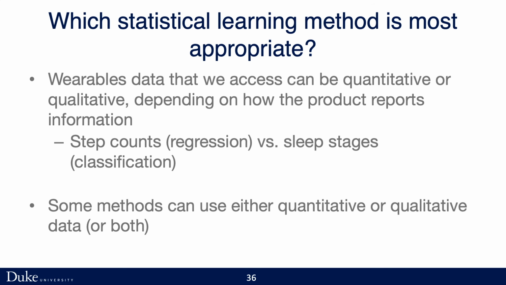In order to understand which method is most appropriate, we want to think about whether our outcome is quantitative or qualitative, and whether the information that we're getting from the device itself is quantitative or qualitative. So we might see that we're trying to predict a step count, for example, from accelerometry, which would be more of a regression problem, or if we want to predict sleep stages, then that's really more of a classification problem. And so, as we know, some methods can use either quantitative or qualitative data or both. And so we want to be really clear about what the purpose is of the use of this data and what it is that we're trying to predict.